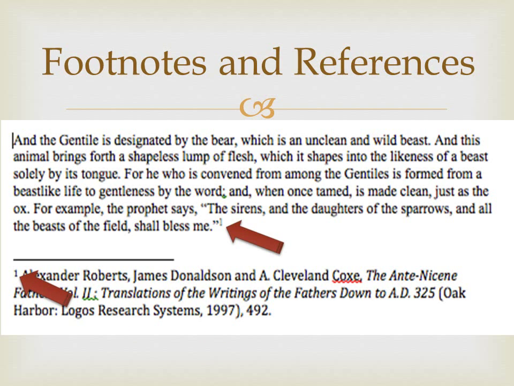And what the reference is giving is the authors. In this case, there are 3 authors of a particular paper, or in this case, the title of the book, the Anti-Nicene Fathers, the place of publication, the publisher, the date, and the page. At the end there, 492 refers to the page. So that would be the Chicago style based on footnotes. And a lot of academic papers follow that basic kind of layout.